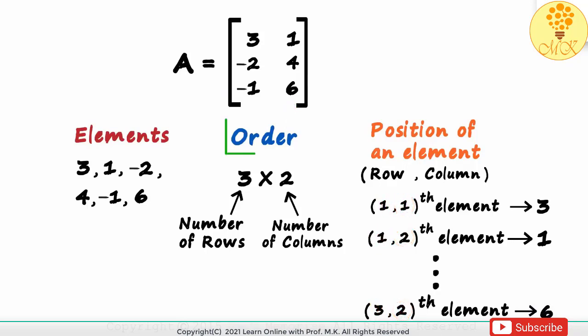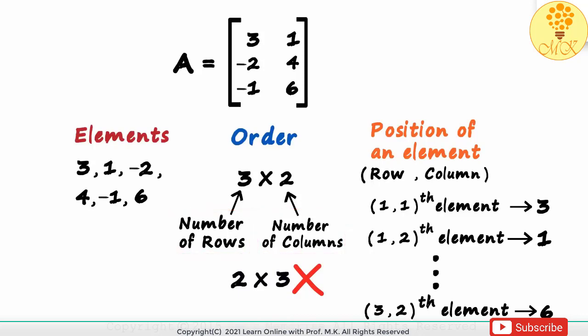The row number comes first and then the column number. And the same applies to the order of the matrix. Number of rows by the number of columns. Writing the order as 2 by 3 will be incorrect. The number of rows will always come before the number of columns.